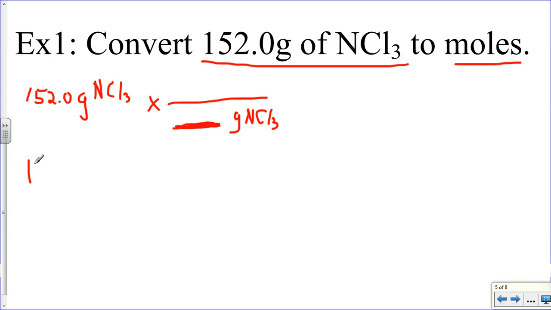Grams, you know how to figure out molar mass. We've got 1 nitrogen in our formula, and we have 3 chlorine atoms in our formula. We have to look up the atomic mass. Nitrogen is 14.0.